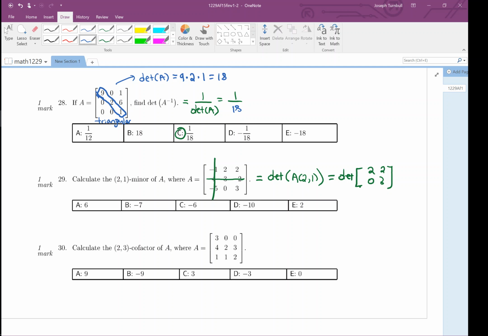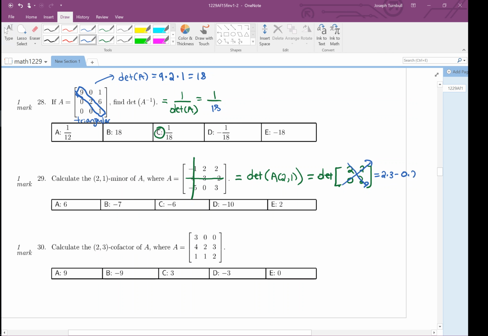And for a 2 by 2 matrix, we have a nice formula for determinants. It's down products minus up products. So that's going to be 2 times 3 minus 0 times 2. So 6 minus 0, which is 6. So option A.